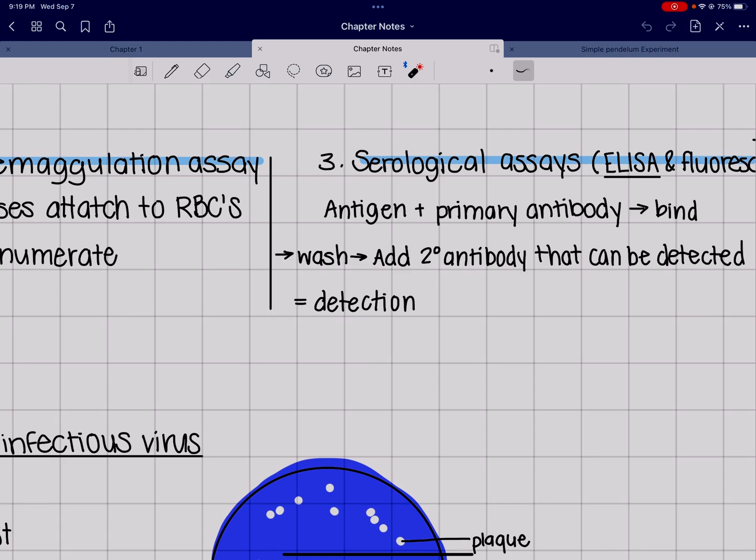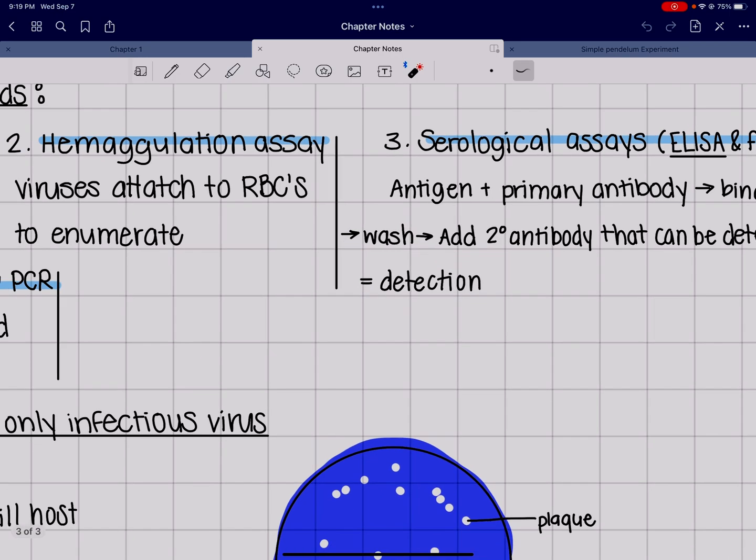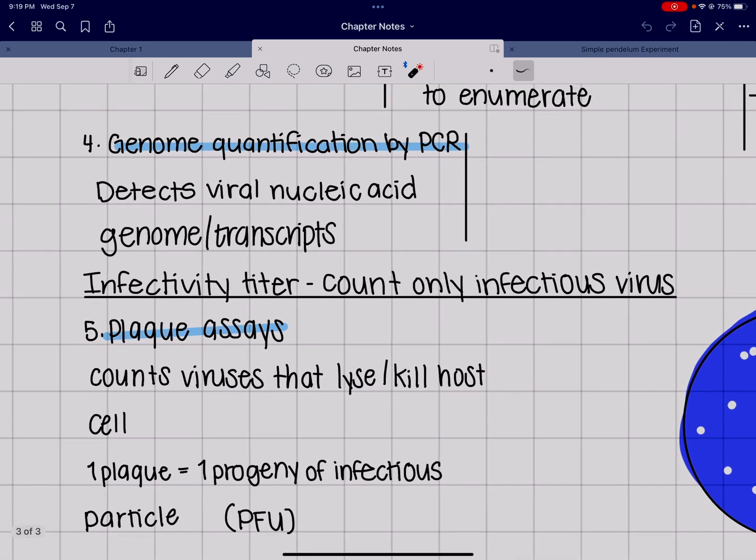Then we have serological assays like ELISA. This one is an antigen plus a primary antibody. These bind together, they wash them, add a secondary antibody that can be detected, and finally they can detect the number of them. Fourth, we have genome quantification by PCR. This detects viral nucleic acids, genomes, and transcripts.